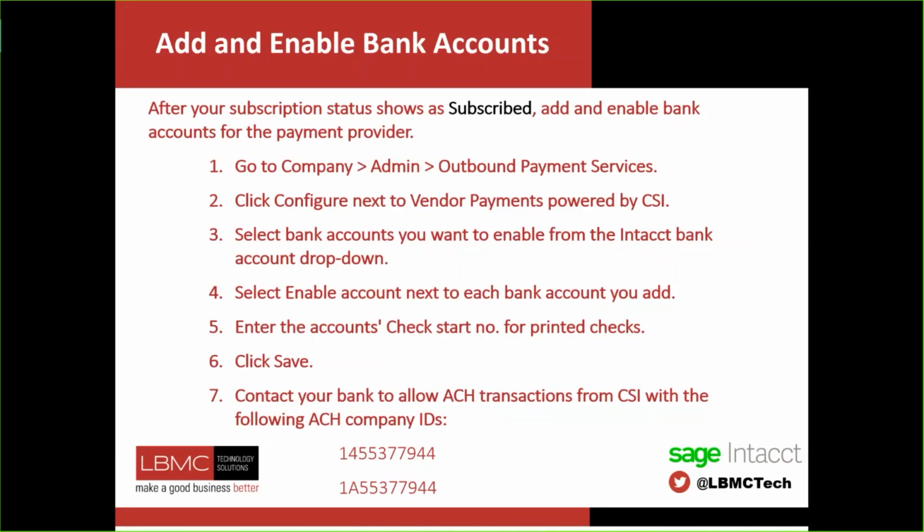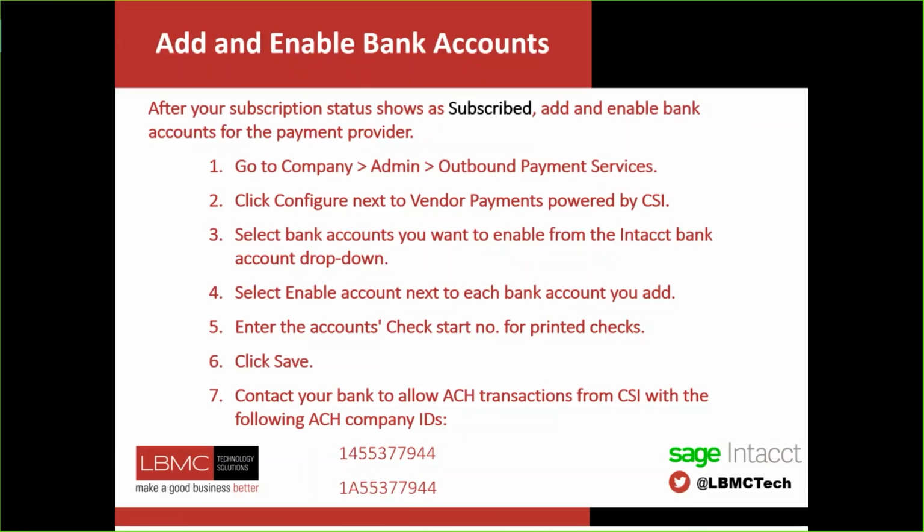So again, you'll go to Company, Admin, Outbound Payment Services, and click Configure again. So now when you click Configure, you'll have more options, and you'll be able to select the bank accounts that you want to enable from a drop down. So it will offer you the accounts that you have in Intacct. And then for printed checks, you're going to tell CSI the number to start with. So it can issue checks in your normal sequence and then save.